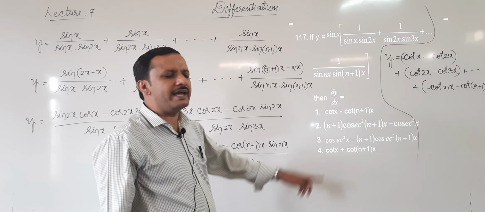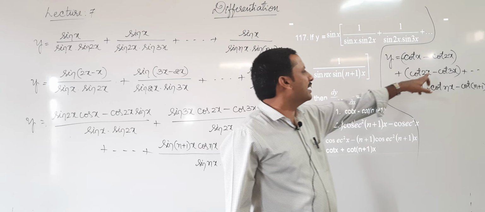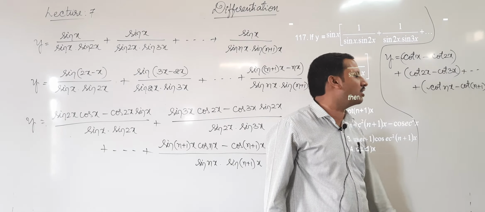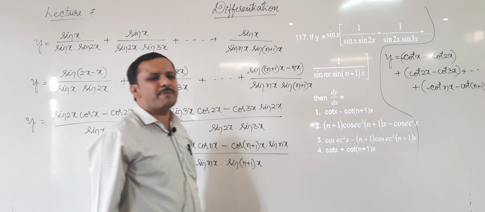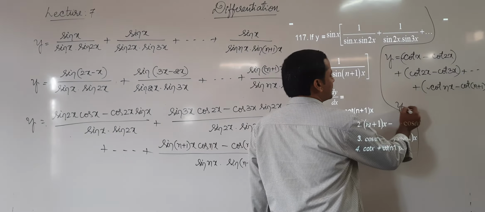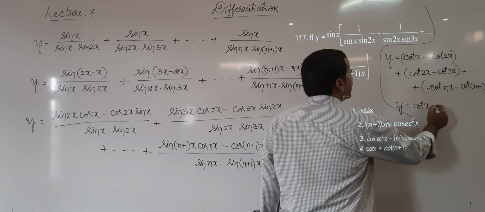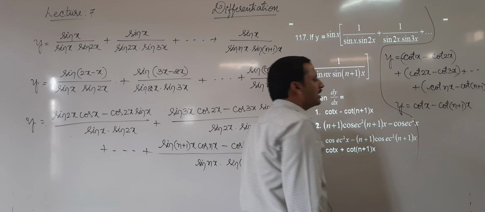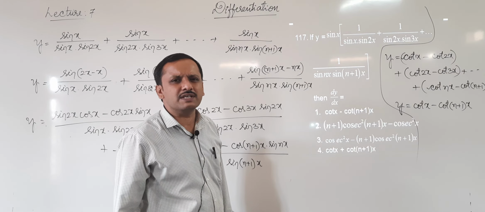Now when you simplify, everything gets cancelled. Observe here, minus cot 2x plus cot 2x. Here minus cot 3x, next term will contain plus cot 3x. So everything gets cancelled apart from the first term and the last term. The first term is cot x and the last term is cot (n+1)x. So cot x minus cot (n+1)x will remain.